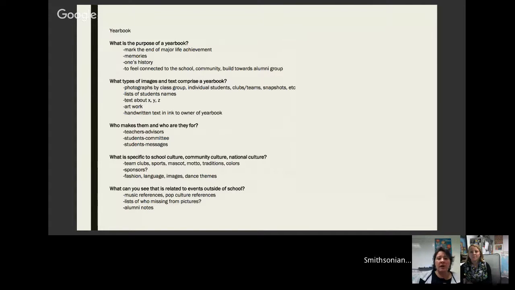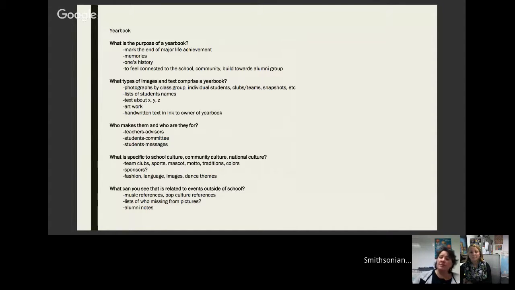We're going to look at the question of what types of images and text comprise a yearbook. We're going to look closely at that for ours here. Who makes them and who are they for? What are the relationships between the teachers, advisors, students and committees, and the messages? Reading those and thinking about who has what agendas and who has what power is an interesting question.